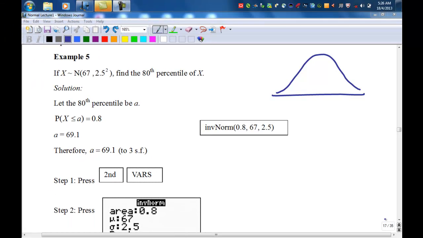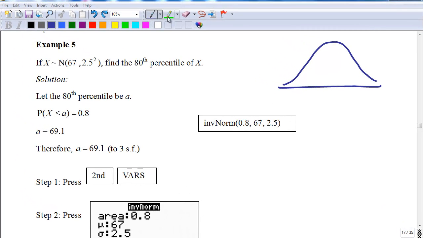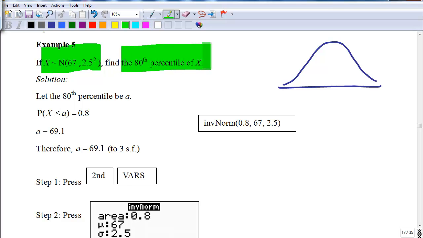Now let's consolidate what we just did in the table above in example 5. Example 5 says that you have an x. It's normal, mean 67, variance 2.5 squared. Now they want you to find the 80th percentile of x. Now what is this 80th percentile of x?